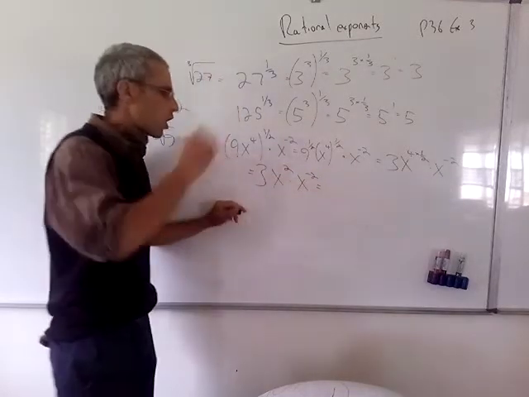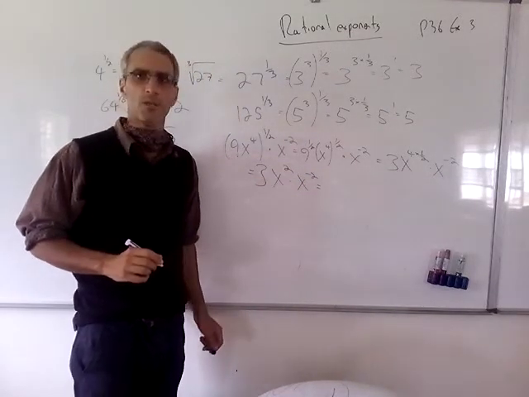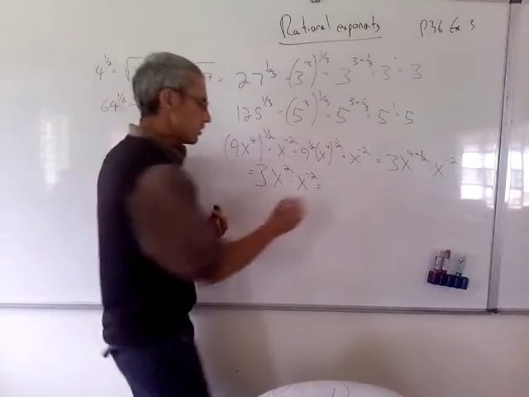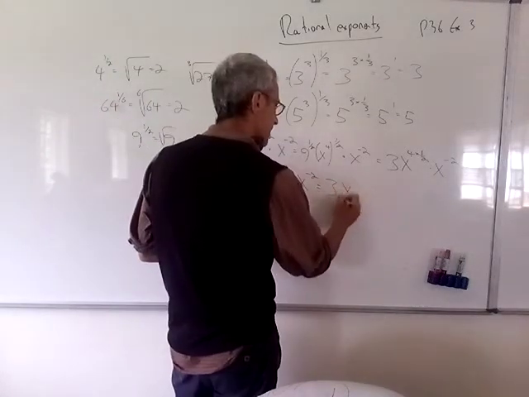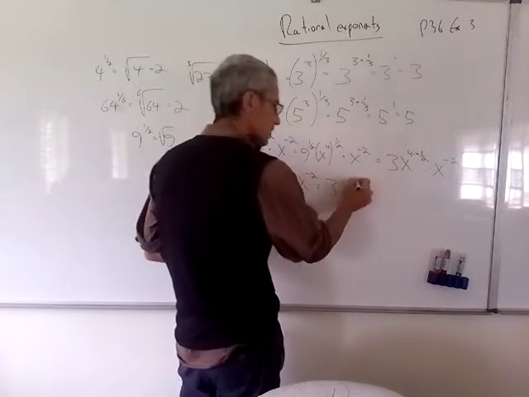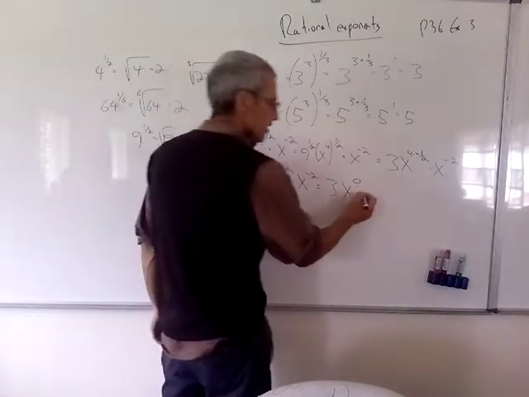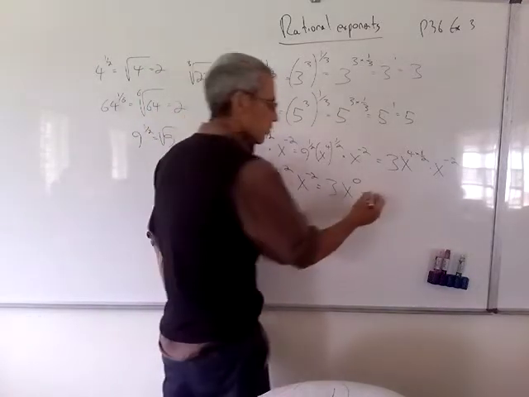And now bring us to our old friend. When I'm timing powers, what do I have to do with exponents? Add them. So it's going to be 3 times x to the power of 0. 2 minus 2 is 0, isn't it? What is x power 0? 1. So what am I left with?